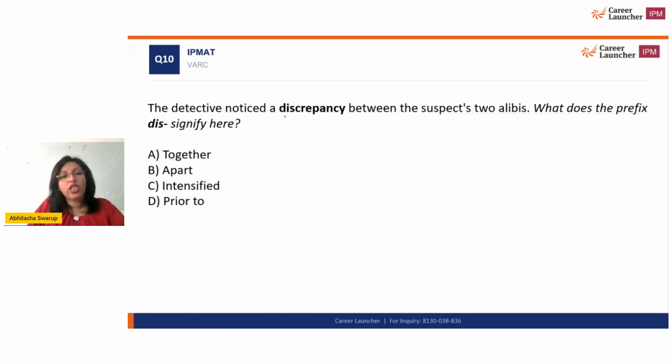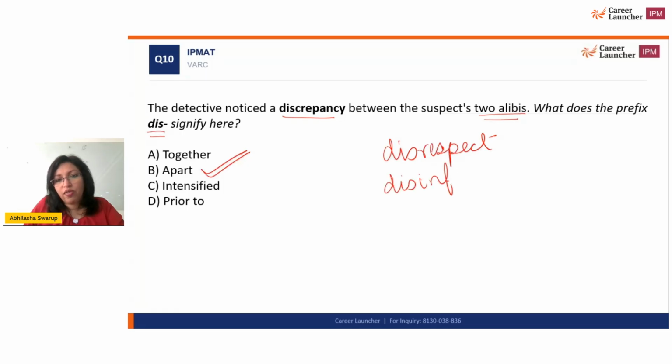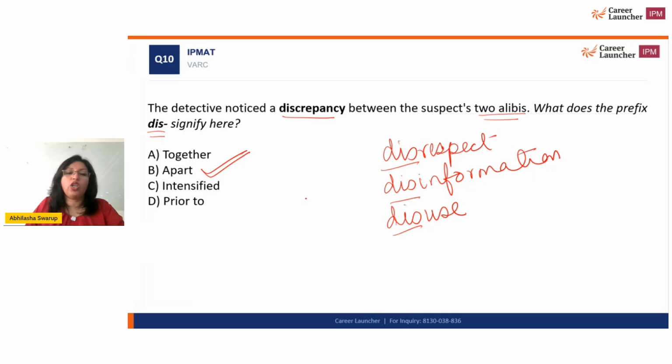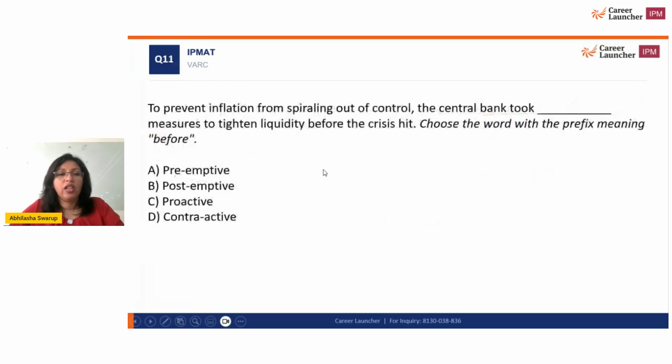All right. The detective noticed a discrepancy between the suspect's two alibis. What does the prefix dis signify here? What is dis? Dis means apart or away, and therefore the correct answer will be B. So we say disrespect, disinformation, disuse, right? So all of these say apart or away.